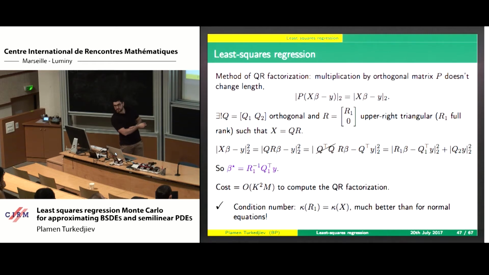Now, R1 has full rank and is upper triangular. This is basically the solution of a simple linear system. So this is completely trivial. And the condition number of this problem is now reduced to the square root of the previous one. So this is what people will usually do.